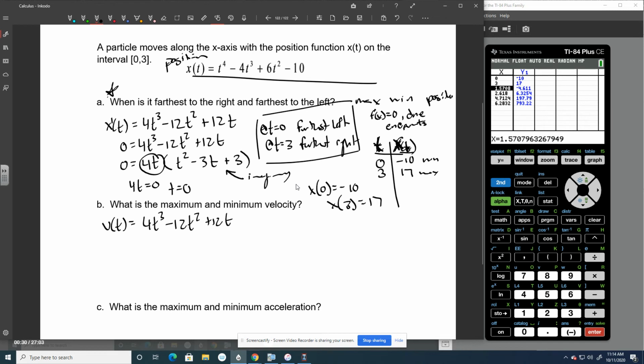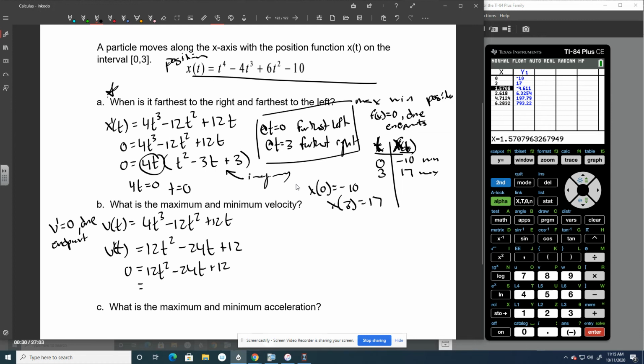So to check the maximum and minimum velocity, I'm going to take the derivative of the velocity. That's 12t squared minus 24t plus 12. That's my derivative. So I'm interested, where is v prime equal to 0? Where does it not exist? And again, I'm interested in my endpoints to check my maximum and minimum velocity. So set this equal to 0: 0 equals 12t squared minus 24t plus 12.